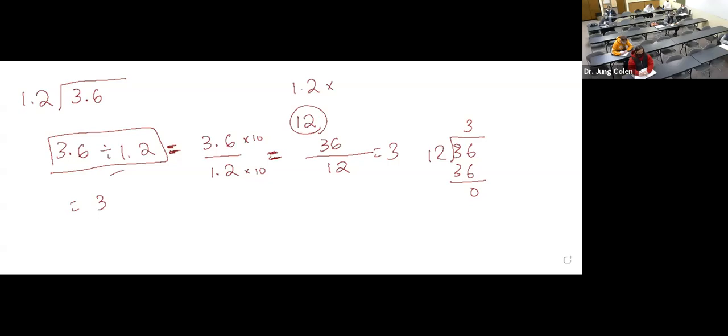What if you are given 0.36 divided by 1.2? You can think about this the same way. If you are changing this to a fraction, it can be written as 0.36 over 1.2, right? And you can do the same thing. You can multiply this by 10 to change the denominator to 12 and do the same thing. Multiply that by 10, then you have 3.6.